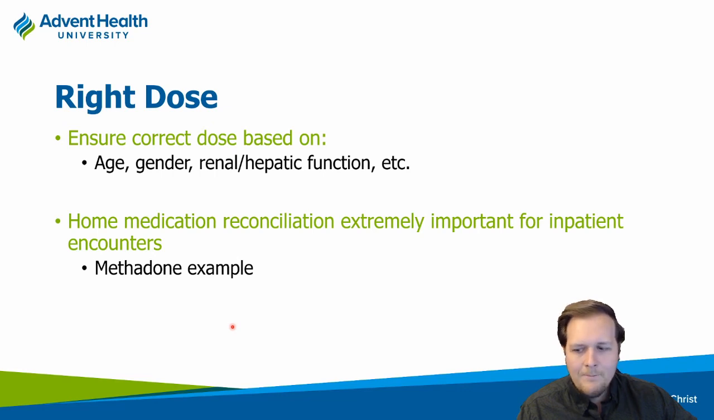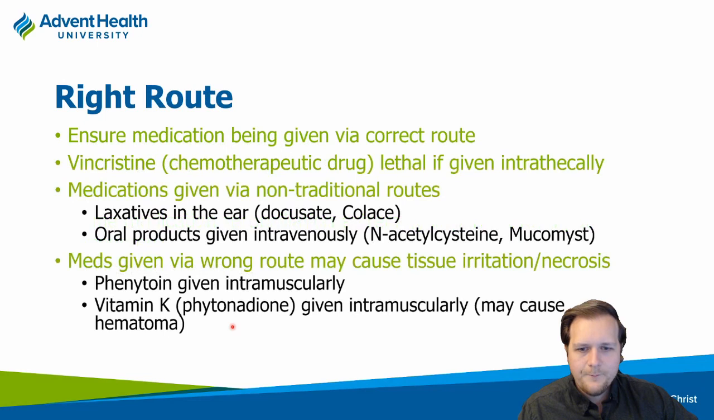That's not to say that everyone on opioids is going to lie, cheat, and steal to get their medications, but this is just one way of people being disingenuous. And if you don't do the right checking to make sure that that's what they're on specifically, you can run into problems, right? So make sure you always double check this stuff. In terms of the right route, you want to make sure it's being given via the right route. It makes sense, but this can lead to some pretty big issues if done incorrectly. Like, for instance, there's a chemotherapeutic drug called vincristine.